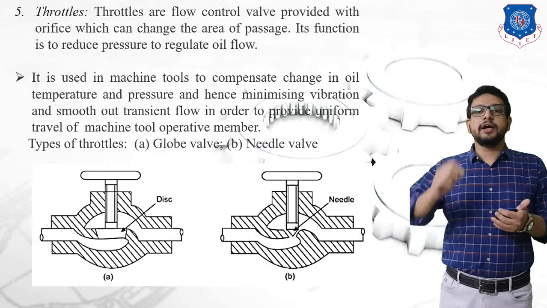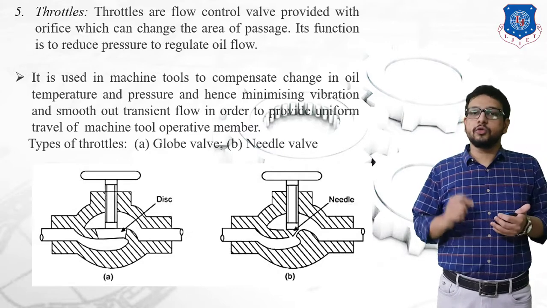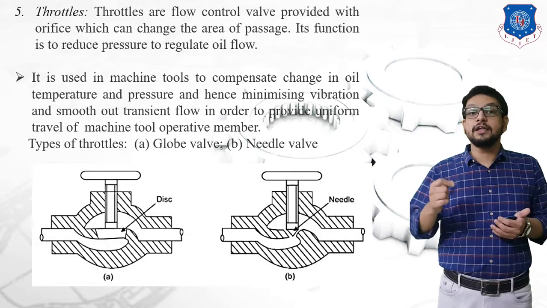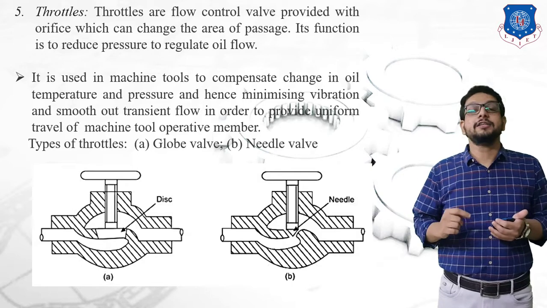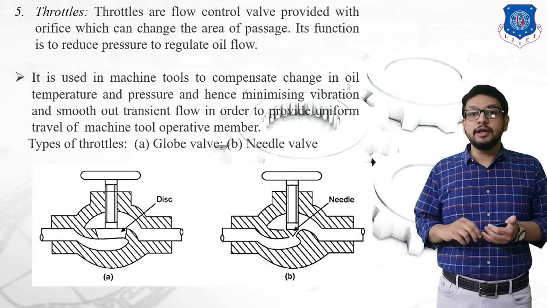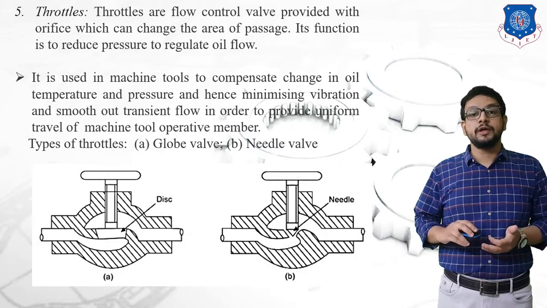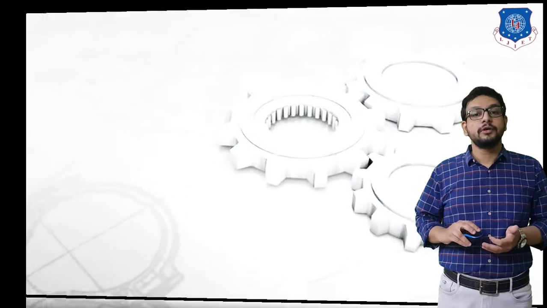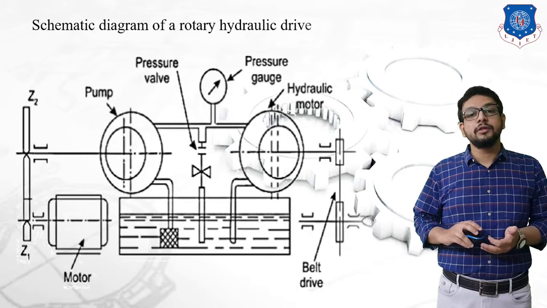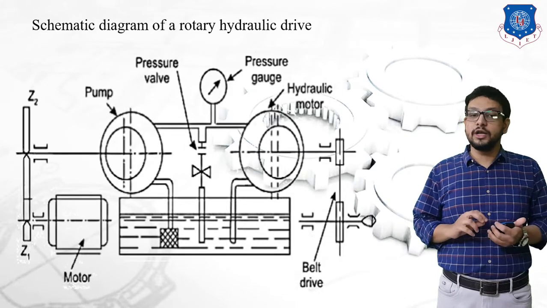Okay guys, I hope that you are clear with the throttle valve and the pressure valves, ball type and spool type. Now let's proceed further and understand the hydraulic drives for rotary motion. As you can see on your screen, the diagram of a rotary hydraulic drive has been displayed.